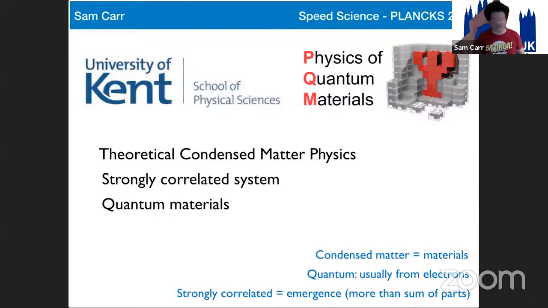Quantum materials is just, I'm studying mostly the electrons in it, so quantum properties, and even the most basic things of condensed matter like Ohm's law actually come from some quantum physics. So quantum could mean almost anything in this respect. And then strongly correlated, what I'm going to try and show you by the end is exactly what that means, but roughly speaking, it means the system is more than the sum of its parts, but we'll get to that by the end.